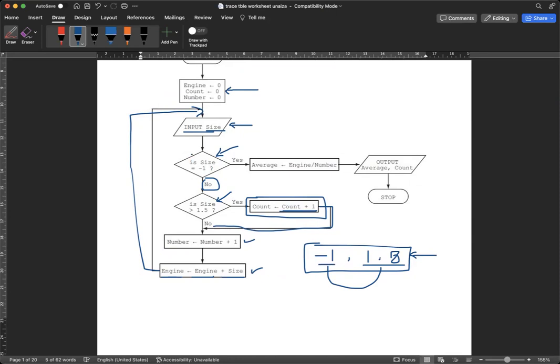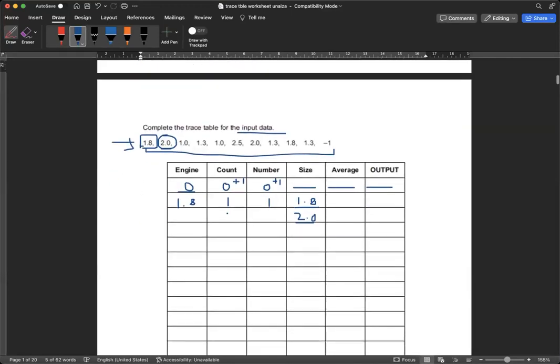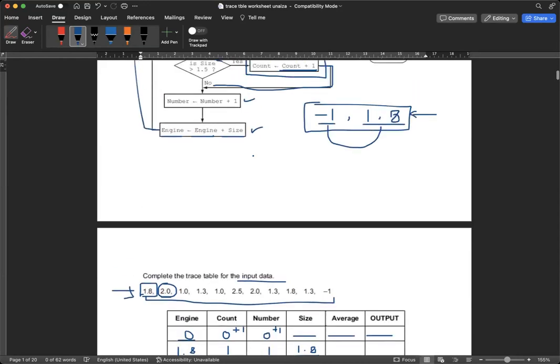What is the next condition statement? Okay, so is size equal to minus 1? No. So we go to no. Size greater than 1.5? Yes. So count plus 1. Just a second. Now you're running. Okay. 1 plus 1? 2. The count is 2. Move on.